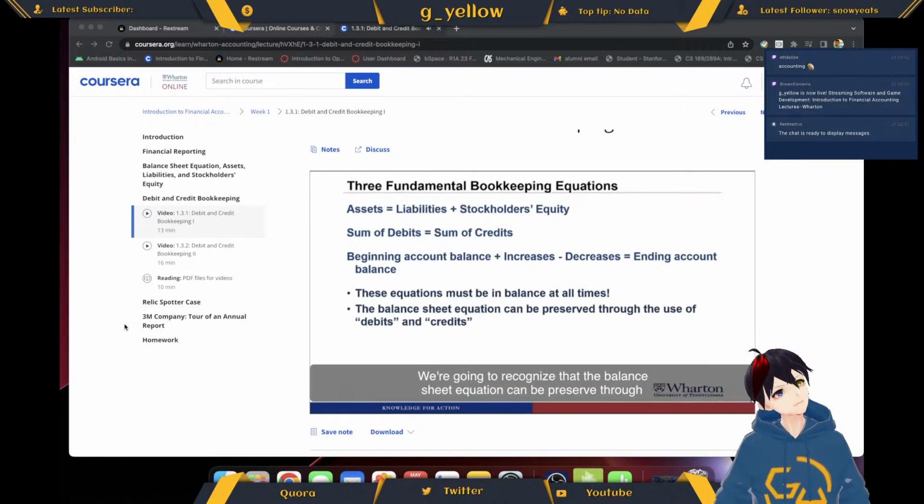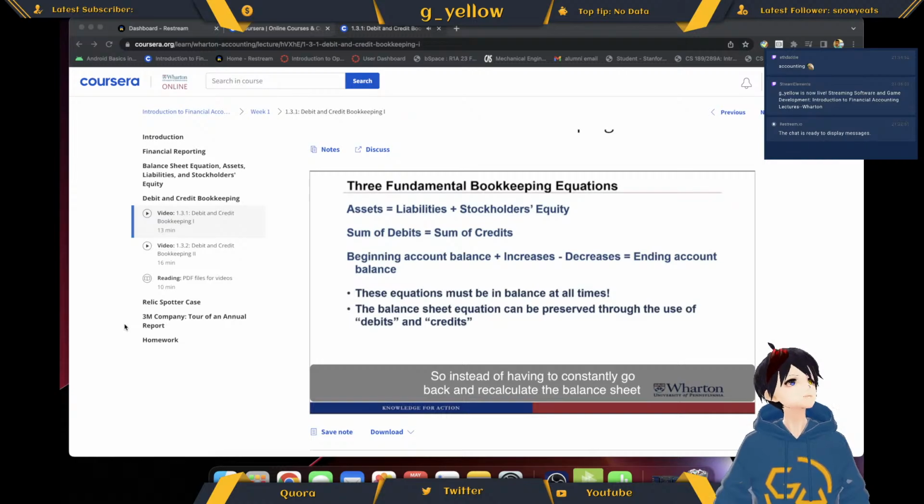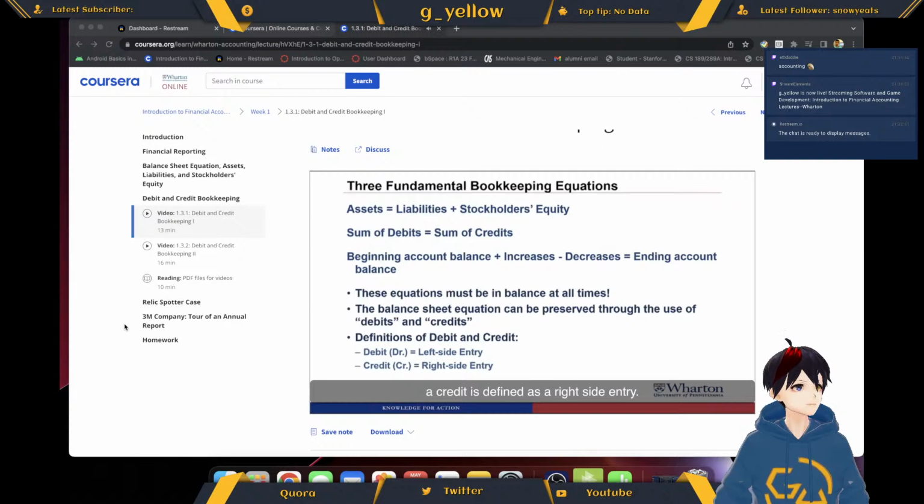We're going to recognize that the balance sheet equation can be preserved through the use of debits and credits. So instead of having to constantly go back and recalculate the balance sheet equation, instead all we have to do is make sure our debits equal our credits and we know that the balance sheet equation is preserved. So what are these magical things called debits and credits? A debit is defined as a left side entry, and a credit is defined as a right side entry.